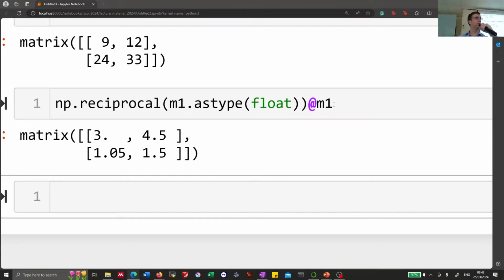And I see this, right? So it's not the inverse. The reciprocal is not the inverse of a matrix.